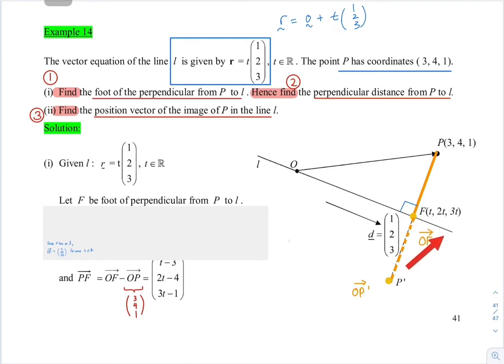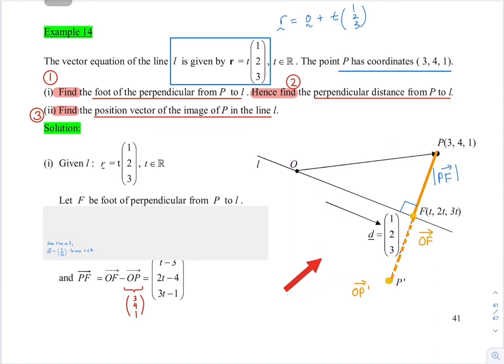Then next, once we have found the position vector of F, we can actually get the vector PF, and then find the magnitude, and that will give us the perpendicular distance from P to L. That is the hands-on approach, because once we have found the foot of the perpendicular by finding the vector PF, and then after that finding the magnitude of this vector, we will be able to find this distance here as required.